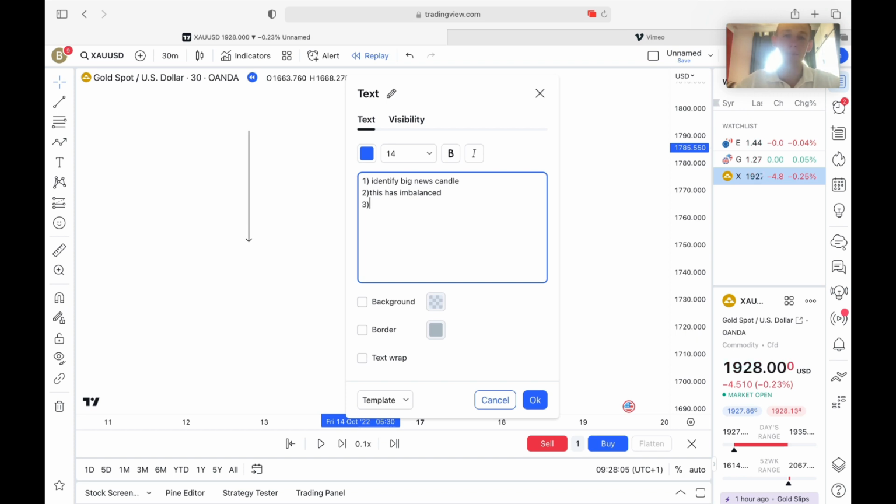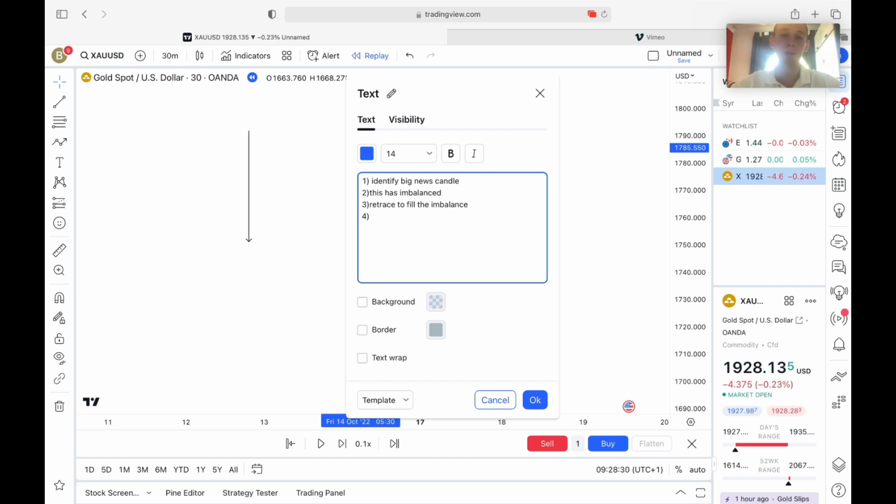The third step, this works particularly well on gold. What you want to see is for price to retrace and fill in that imbalance completely. So we want to see a retracement to fill the imbalance. Right, so we have to identify the imbalance candle. We have to see price retrace to fill in the whole candle.